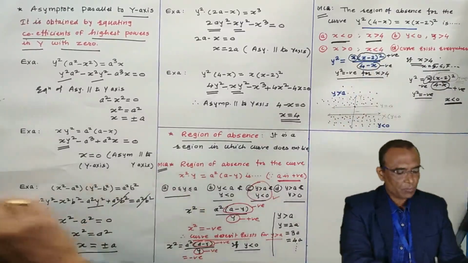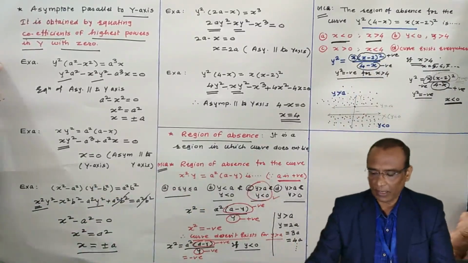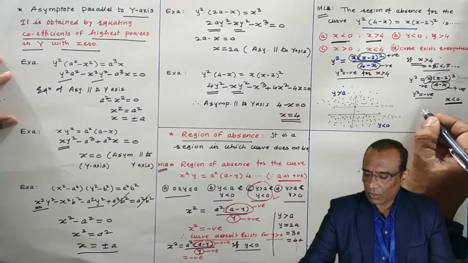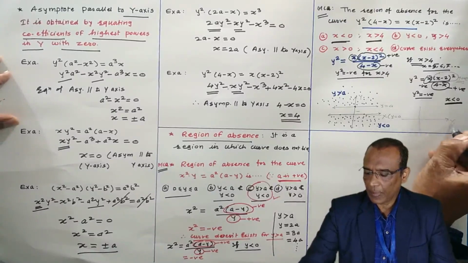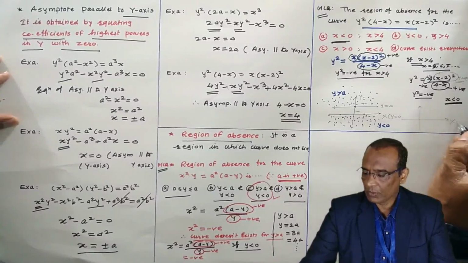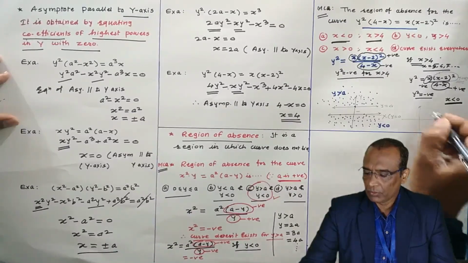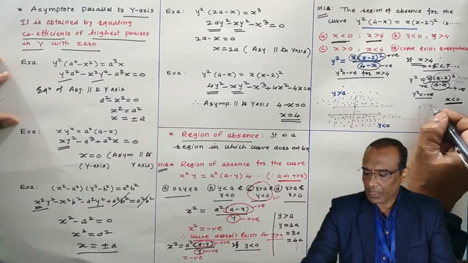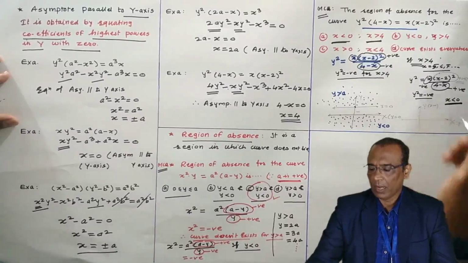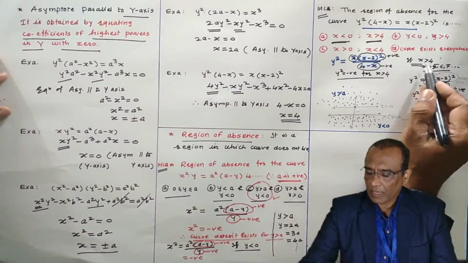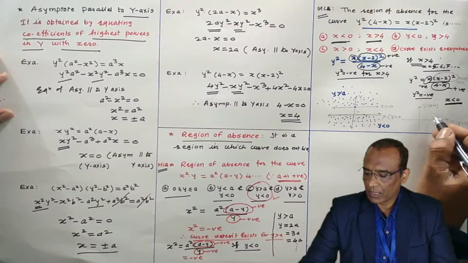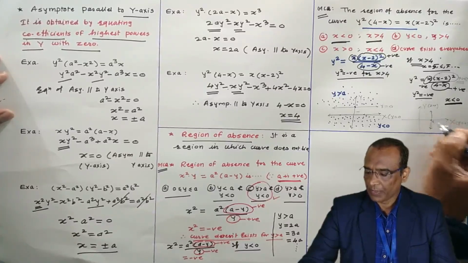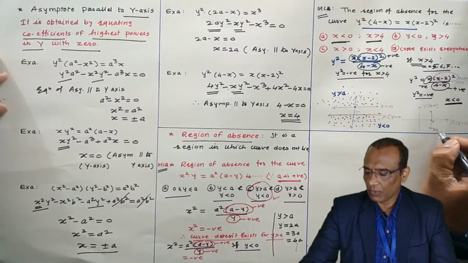The region of absence means in this region the curve will not lie. Okay. In short, I am trying to explain here. This is the x-axis, y equals 0. This is the y-axis, x equals 0. And x greater than 4 means this is 1, 2, 3, 4 like this here. This is x greater than 4. Okay, x equal to 4 here.